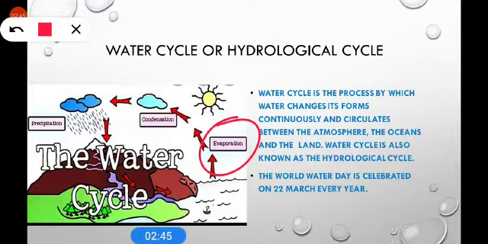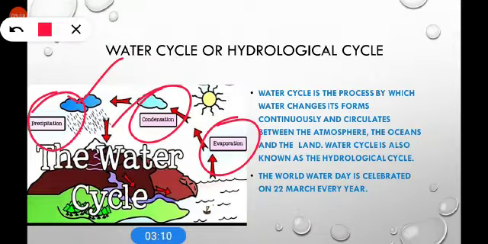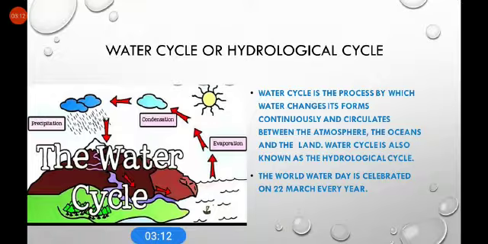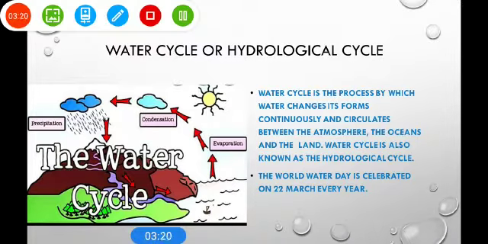The water collects as water vapor in the sky and this makes clouds. Next, the water in the clouds gets cold. This makes it become liquid again. This process is called condensation. Then the water falls from the sky as rain or snow or hail. This is called precipitation. Clear? And this cycle continues. You know, World Water Day is celebrated on 22 March every year.